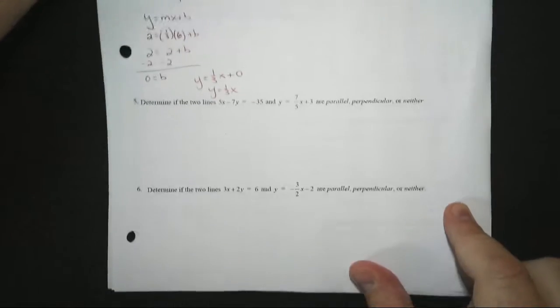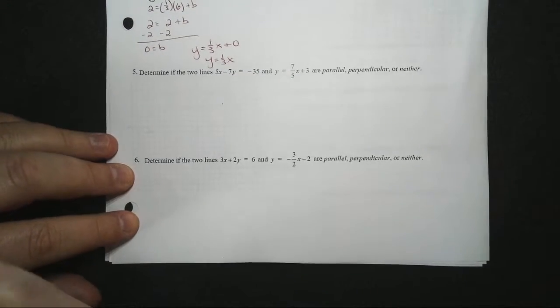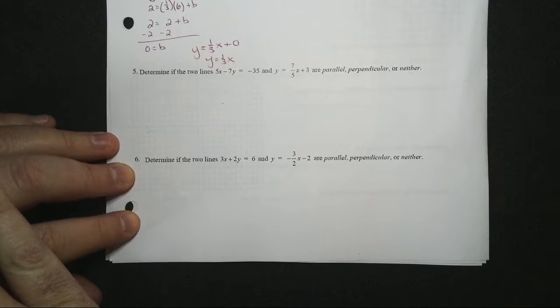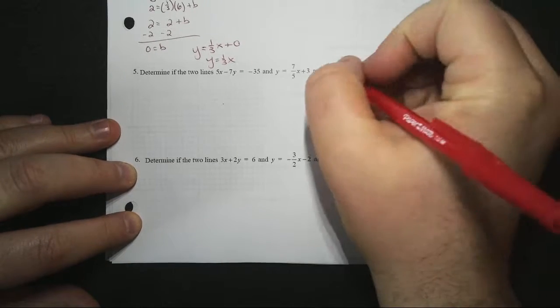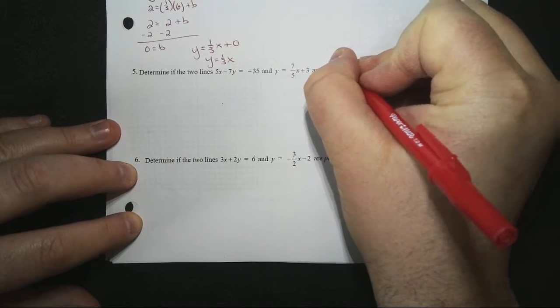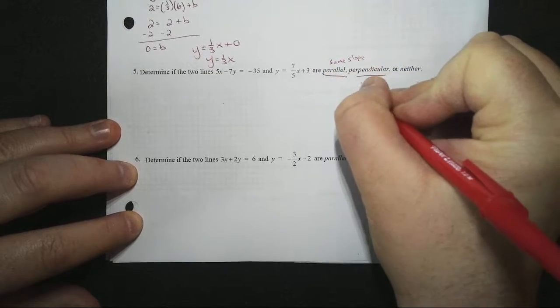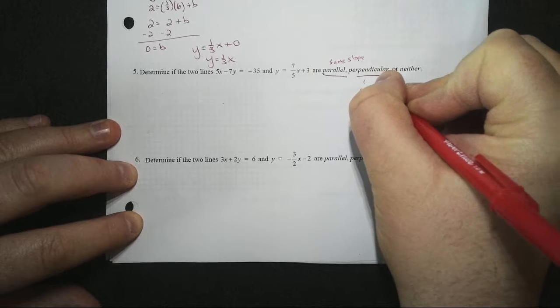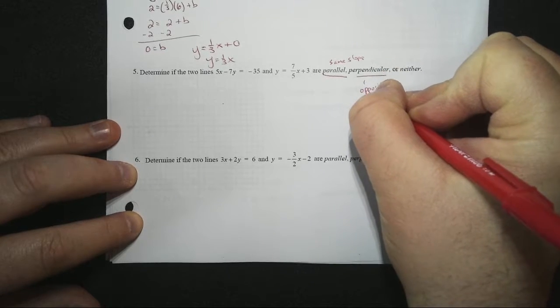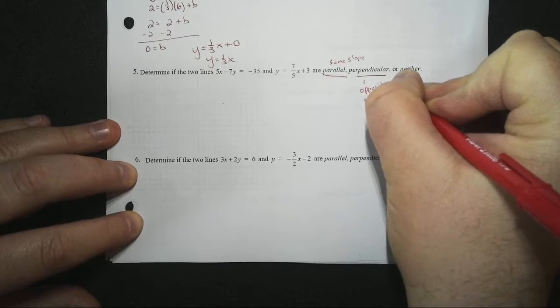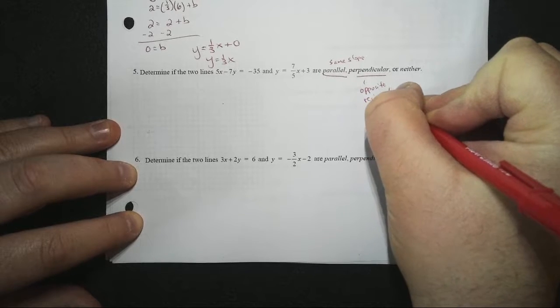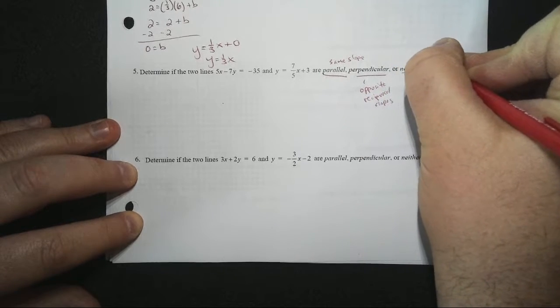For number 5, 6, and 7, we have 2 equations that are provided, and we need to figure out if they're parallel, perpendicular, or neither. Remember, parallel means that they are going to have the same slope. Perpendicular means that these are going to have opposite or negative reciprocal slopes, and neither is anything else.